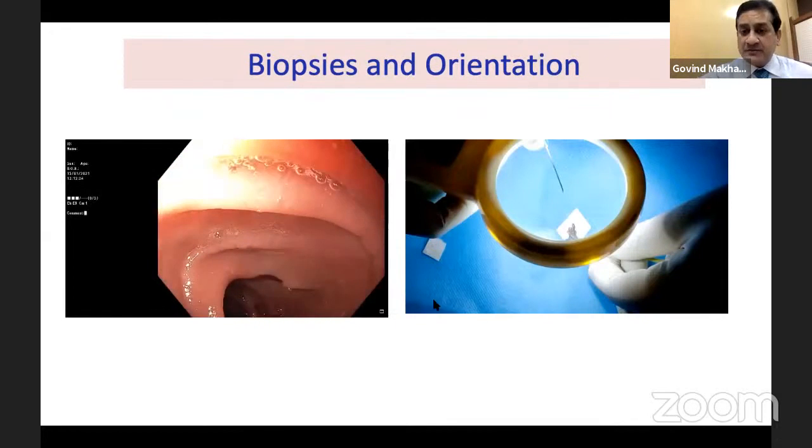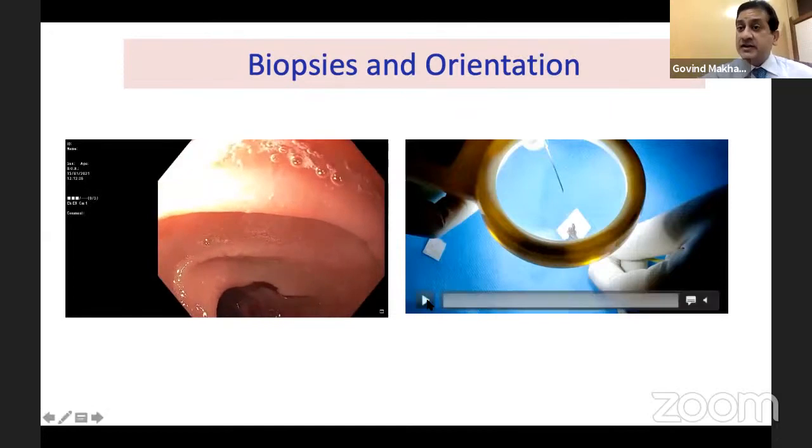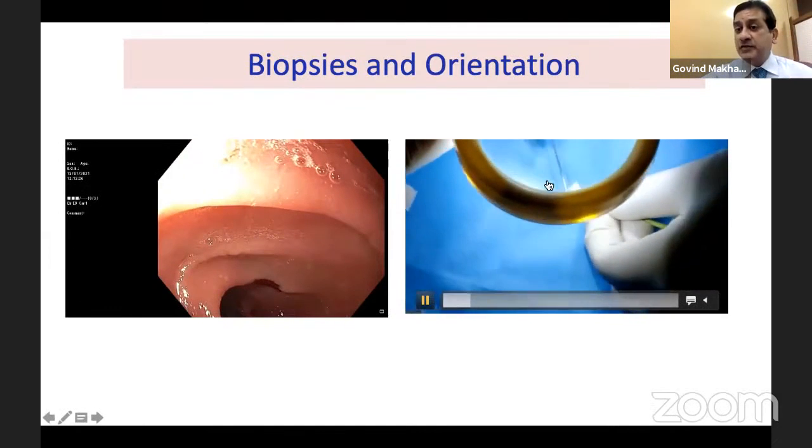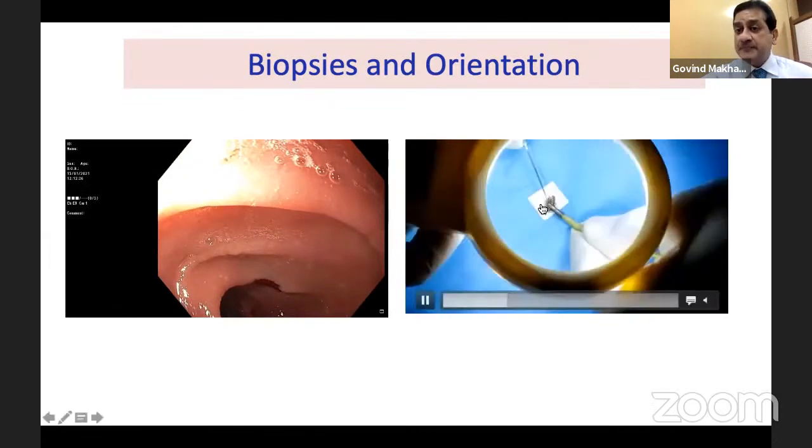And after taking biopsy, you must orient. Orientation is very, very important for small intestinal disorders. What we do is, you bring the forceps, you have white filter paper.